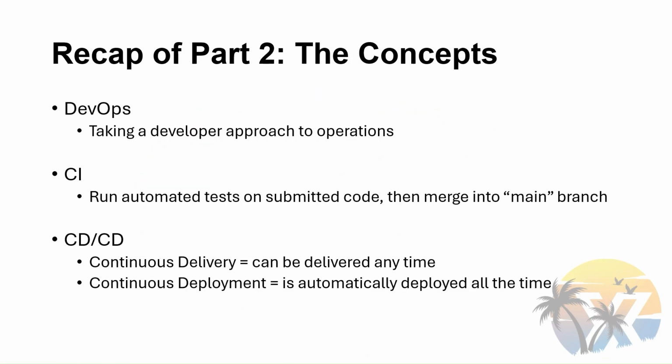All right, so recap. DevOps, taking a developer approach to operations. CI, running automated tests on submitted code and then merging it into a main branch. CD, continuous delivery, can be delivered at any time. Continuous deployment is it is automatically deployed all the time. So that ends part 2.